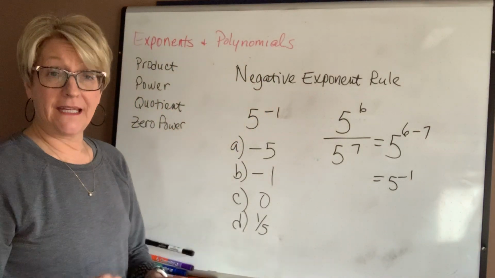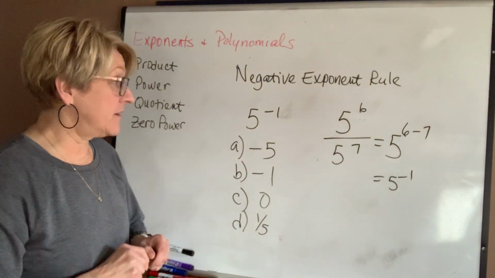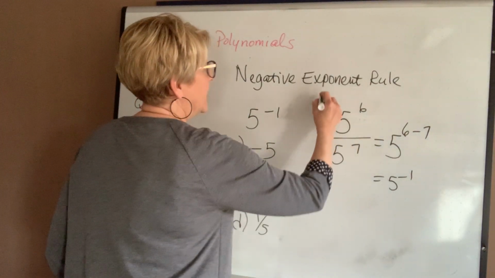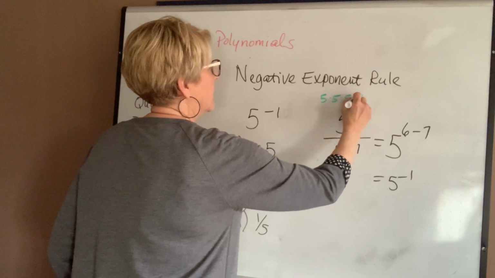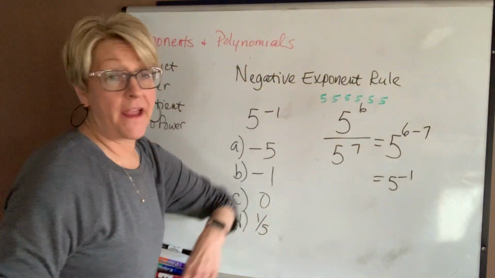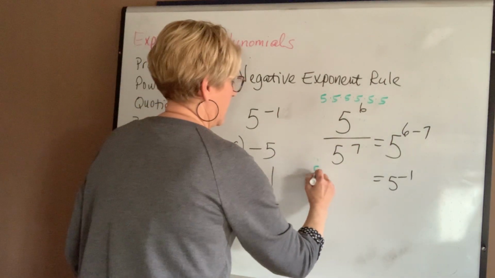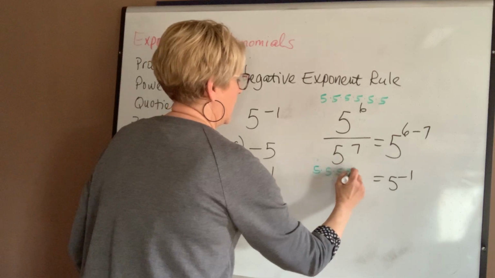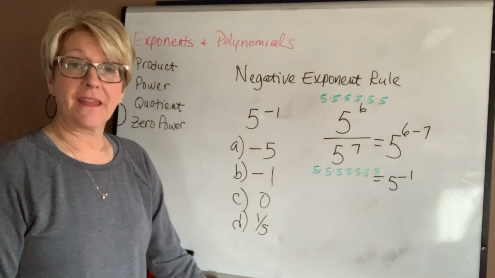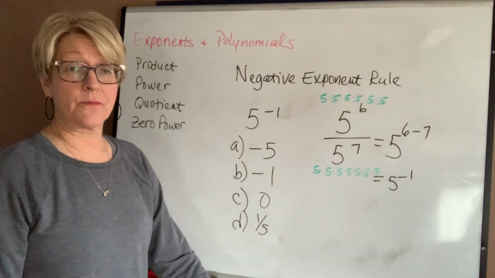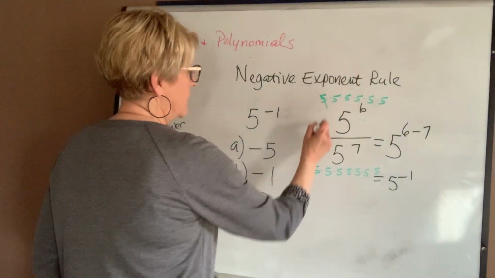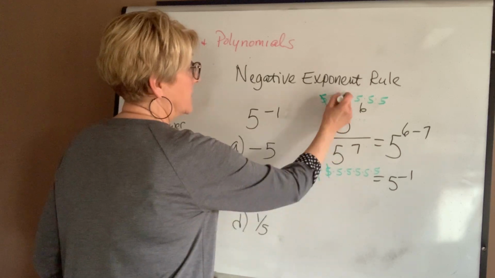But what does that mean? We can get the meaning of this if we look at the problem. I probably shouldn't have chosen such big exponents. So 5 to the 6th, there's 6 5s being multiplied. And 5 to the 7th, obviously 7. And like we said last time, what happens when you have a fraction? You're supposed to cancel common factors. And so, what happens when we cancel?